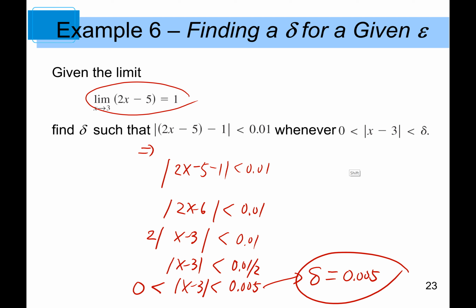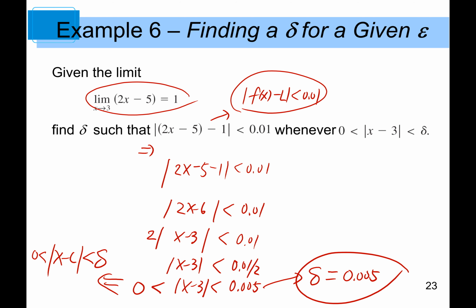This typically just becomes f of x minus L, right? Less than 0.01. Now we go back to x minus c. Eventually we end up with that. This is actually x minus c greater than 0, less than delta. That's why we're going from this to this. So this is our epsilon, and that's our delta. This is exactly f of x. This is L, right? As we can see here, limit, that's L. So basically we're going backwards and finding the epsilon and delta.